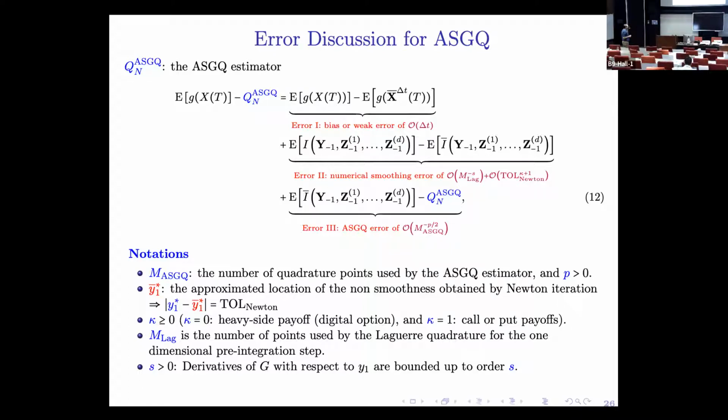So basically, you can see that you have three contributions of error. The first one comes from discretization, or the weak error. Since here we are using Euler-Maruyama, it's O(Δt). If you use another scheme, it will be Δt to the power α. The second contribution is what we call the numerical smoothing error.